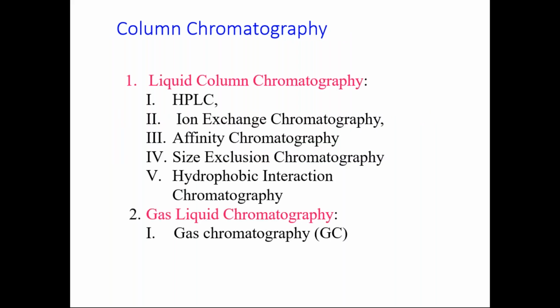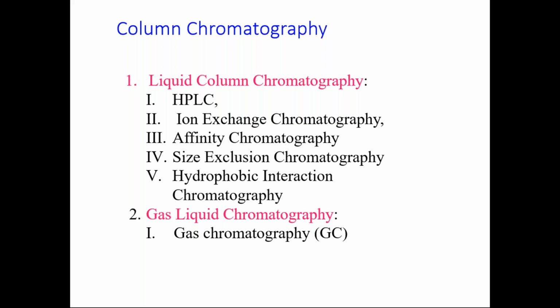And in column chromatography, we have several types. We have liquid column chromatography, where the mobile phase is a liquid, and this includes high performance liquid chromatography, ion exchange chromatography, affinity chromatography, size exclusion or gel permeation chromatography, and hydrophobic interaction chromatography. Here the interaction between the stationary phase and the analyte is based either on size, or on charge, or on affinity.